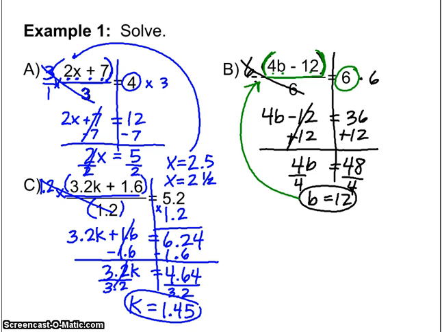You can take that, plug it back into the original equation. In parentheses, put 3 2/10 times 1 45 hundredths plus 1 6/10. Close your parentheses and divide that by 1 2/10 and see if you get 5 2/10.